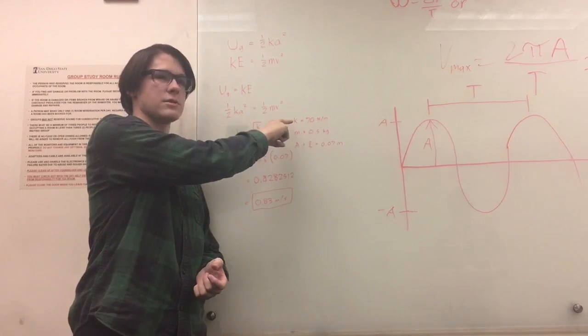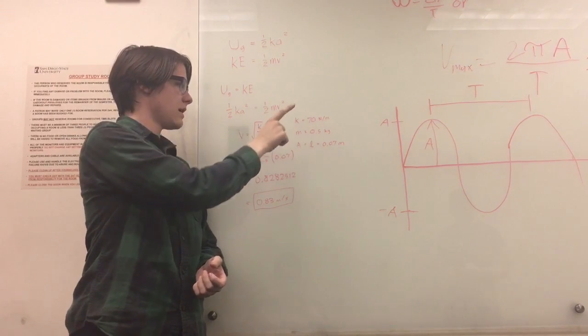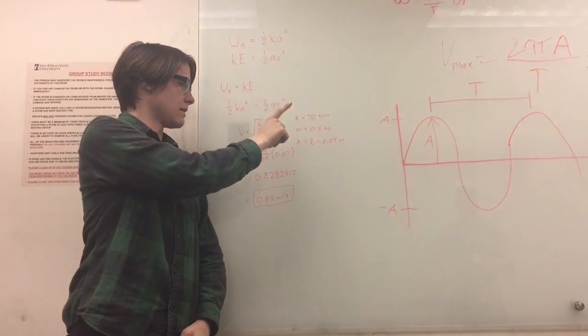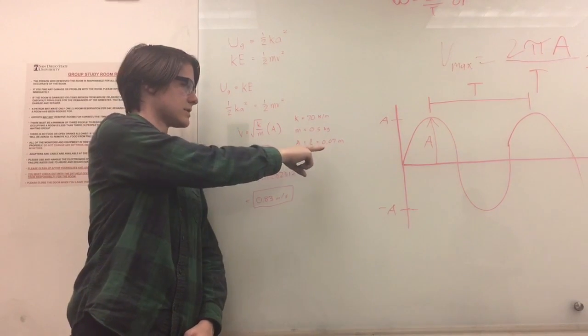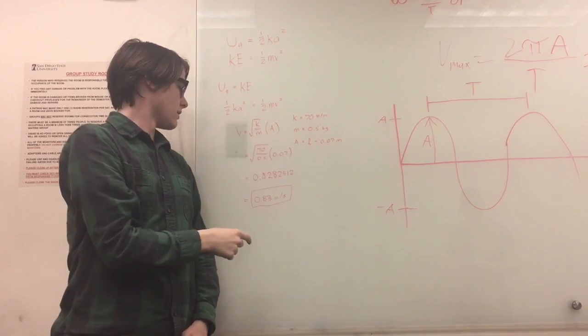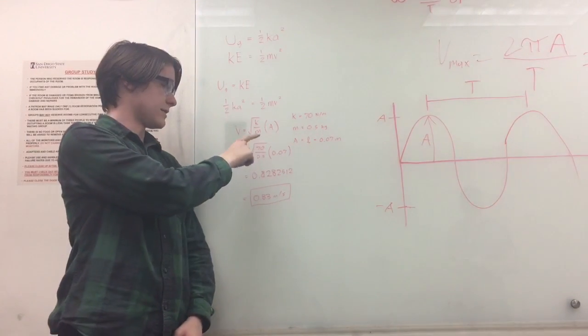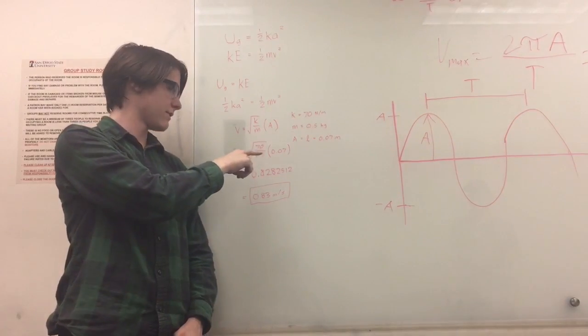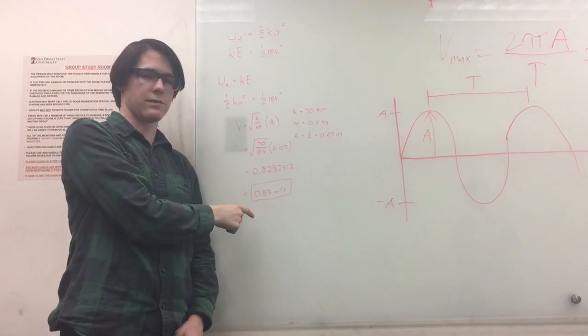We solved for k, which was 70 newtons per meter. The original mass was 0.5 kilograms, and the amplitude is the displacement L, which was 0.07 meters. So the velocity comes out to the square root of 70 over 0.5 times 0.07, which is about 0.83 meters per second.